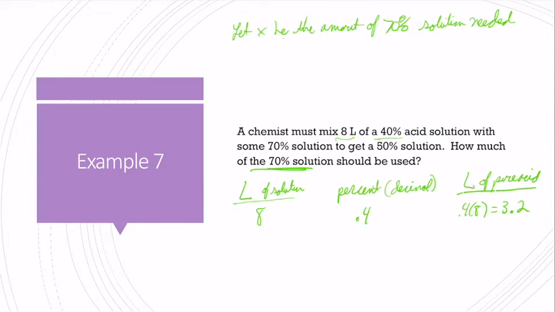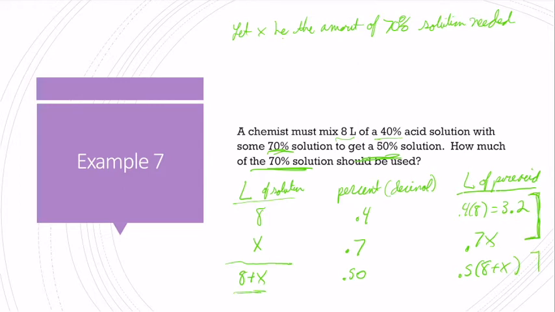Now we're going to let x be how much of the 70% solution I'm going to use. So its percent is 0.7. If I multiply these together, I have 0.7x. Now my total liters of solution is going to be 8 plus x, and I need that total to have a makeup of 50%. So if I take 0.5 times 8 plus x, this is going to have to equal this.